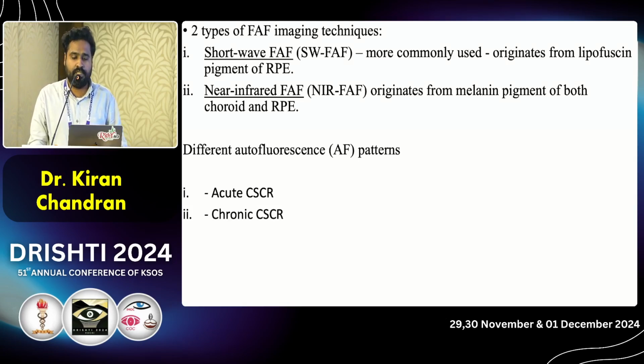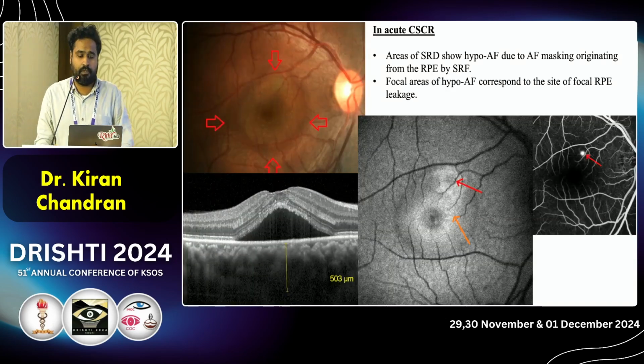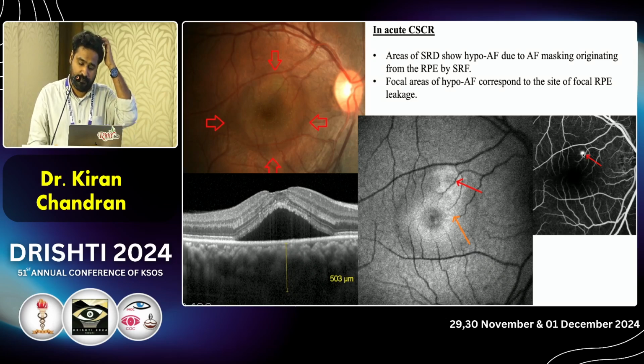Short wavelength originates from the lipofuscin present in the RPE, whereas near infrared gives information about the melanin from both the RPE and choroid. So different autofluorescent patterns are seen in acute CSCR. You get areas of hypoautofluorescence in acute CSCR due to fluid collection, and areas of hyperautofluorescence can also be seen corresponding to areas of leakage on fundus fluorescein angiography.